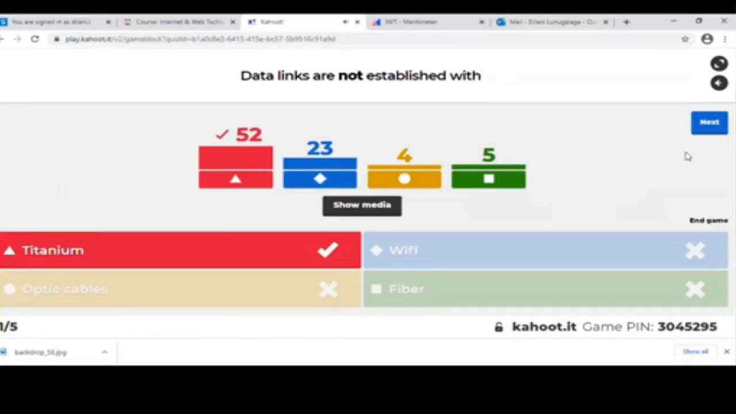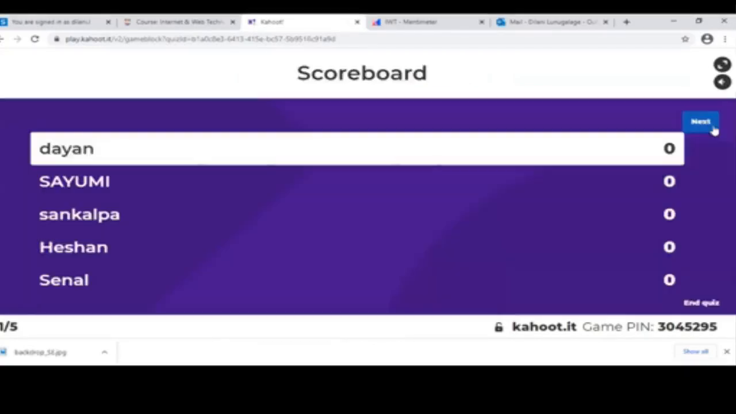Okay, so 52% say it's titanium. Data links are not established with Wi-Fi, 23 people say. Okay, and then 4 say it's optic cables and 5 say it's 5. Okay, let's move to the next question. Okay, Diane. Clap for Diane. Diane is the fastest and the one who answered correctly first.